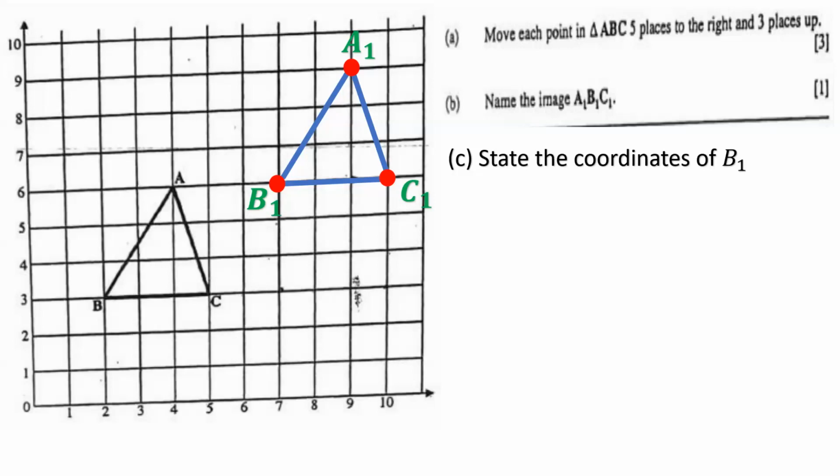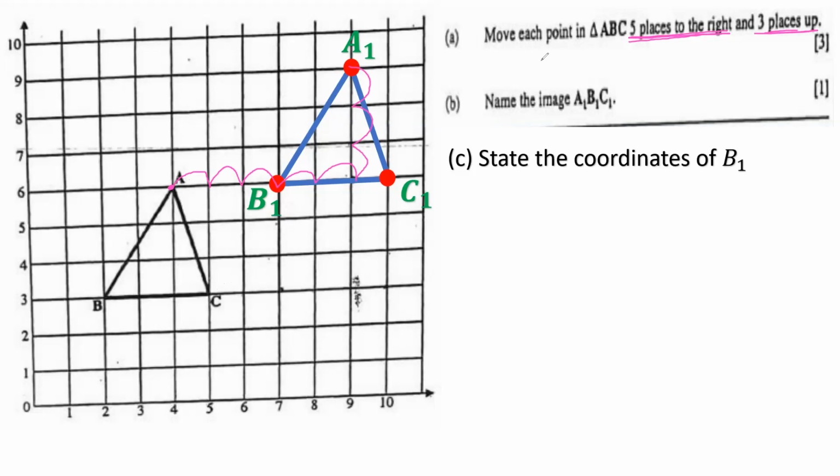Yes, sir. You understand how we moved the image? Kinda, a little bit. Okay, so let me explain it again. What did they say? They say 5 places to the right. So we're gonna take this point and move it 5 places to the right. So it's gonna be 1, 2, 3, 4, 5, and then 3 places up. So it's gonna be 1, 2, and 3. You see that? Mark? Yes, sir. Good.